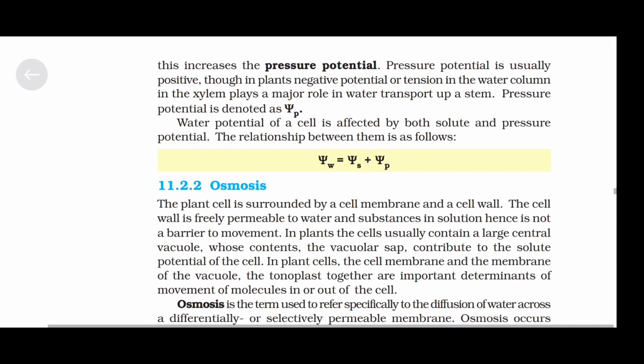Water potential of a cell is affected by both solute and pressure potential. The relationship between them is as follows: psi W is equal to psi S plus psi P.